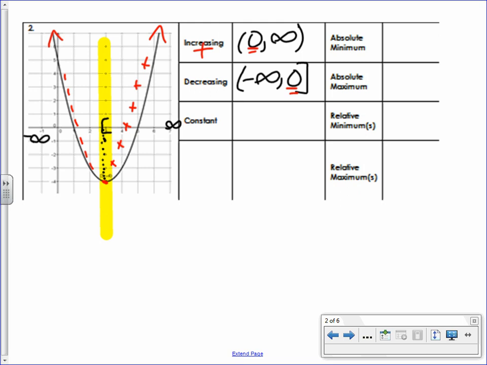Now, for the constant, there's no spot in this graph where it just levels out. So we're going to have to write none. It never has a flattening out point.